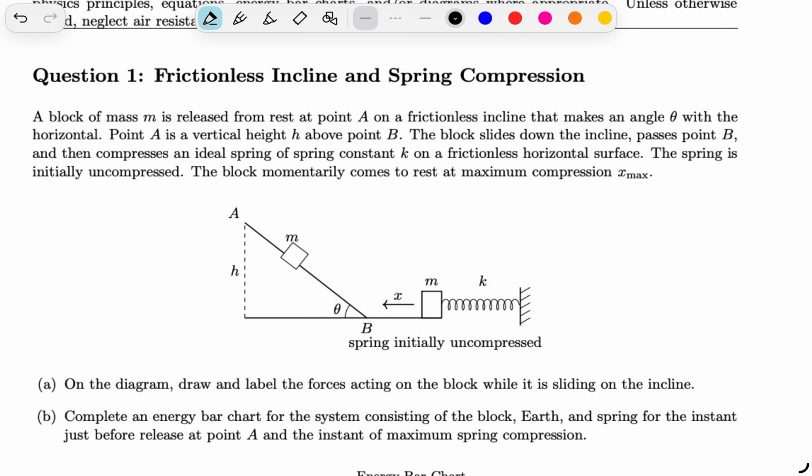at a point A on a frictionless incline that makes an angle theta with the horizontal. Point A is at a vertical height h above point B, and the block slides down the incline passing through point B and then compresses an ideal spring with a spring constant K on a frictionless horizontal surface. So the spring is initially uncompressed. The block momentarily comes to rest at maximum compression X max.